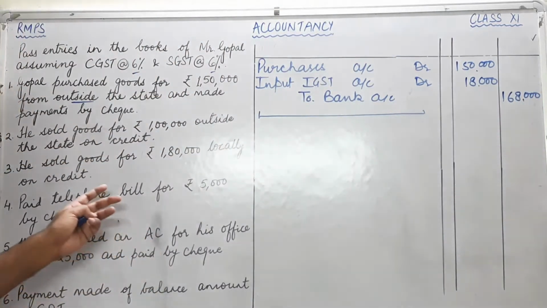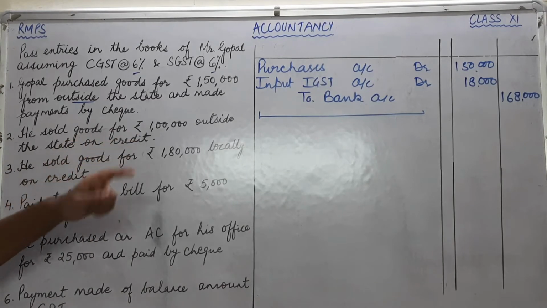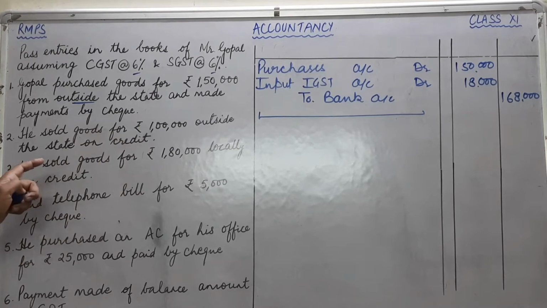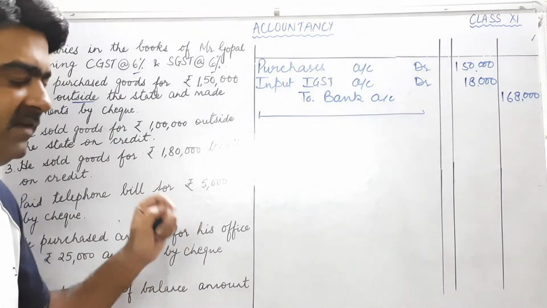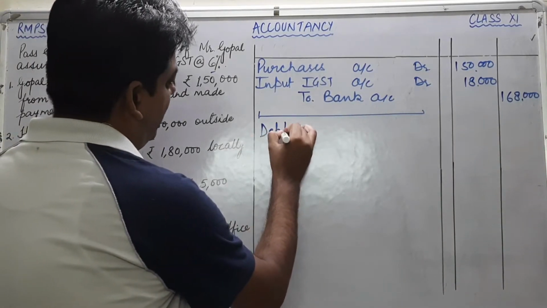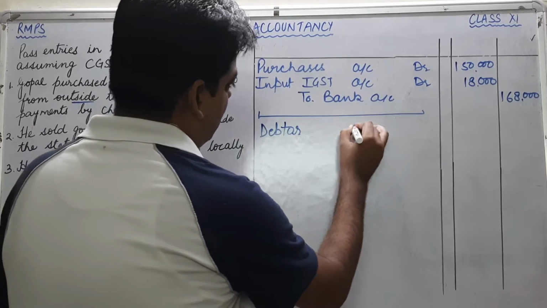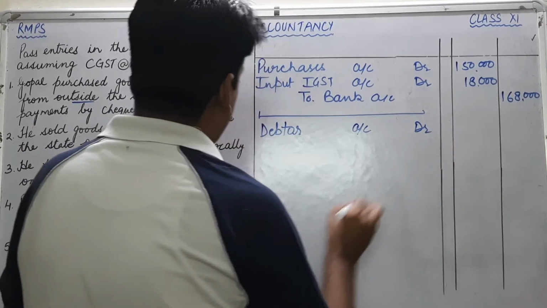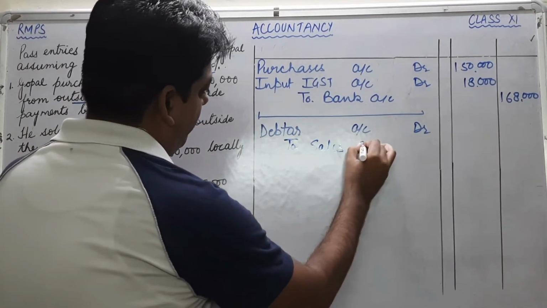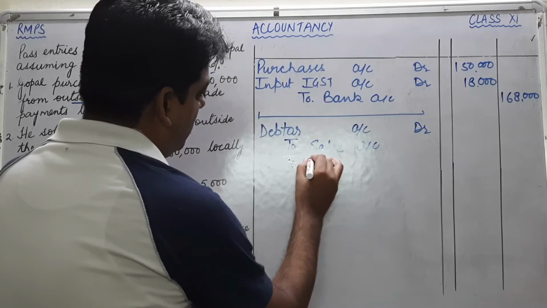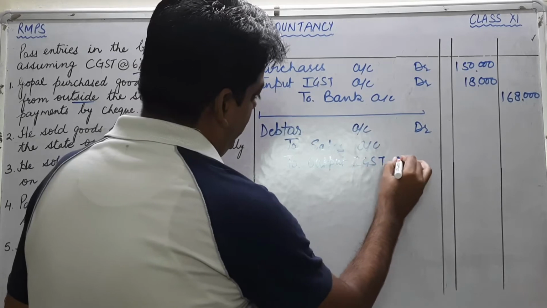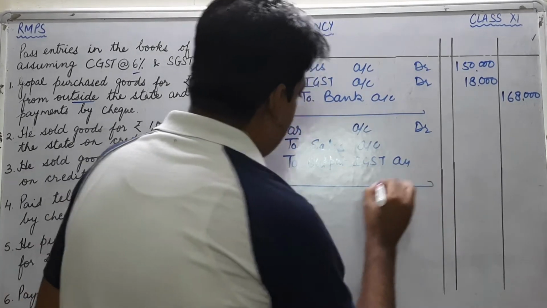Okay. See one more transaction. Then he sold goods for rupees 1 lakh outside the state on credit. This is his credit sale of goods, but again you can see this is interstate transaction. So name of the party is not given, so that party will be treated as debtor. So debtor's account will be debited to sales account and to output IGST account, being goods sold.